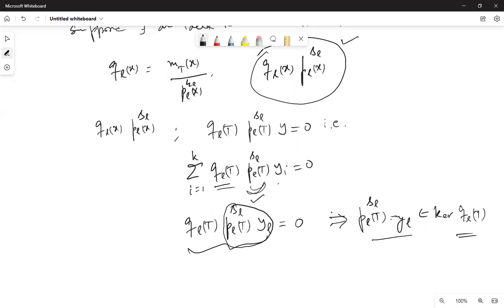QL. This is also belonging to the kernel of PLT raised to the power RL. Is it so or not?